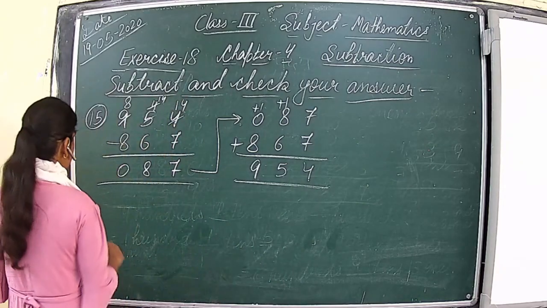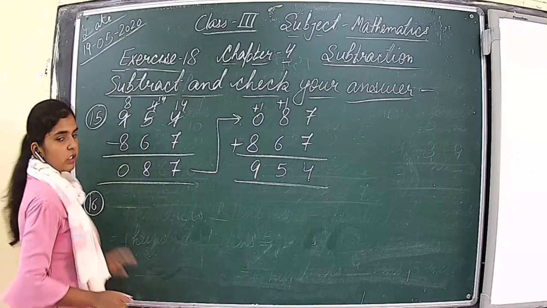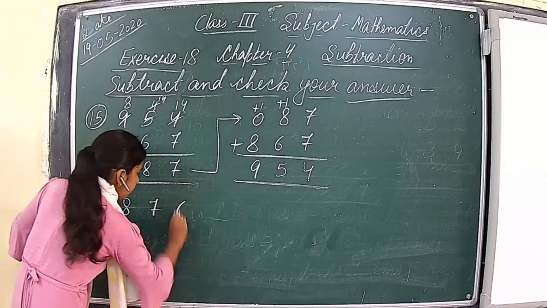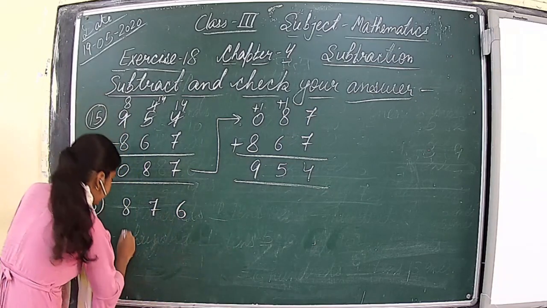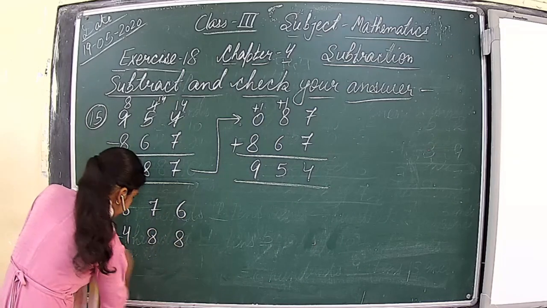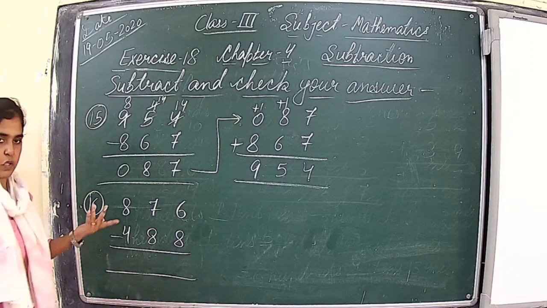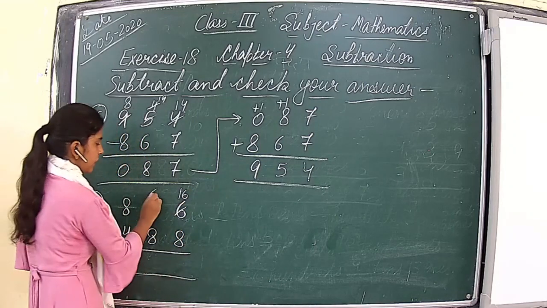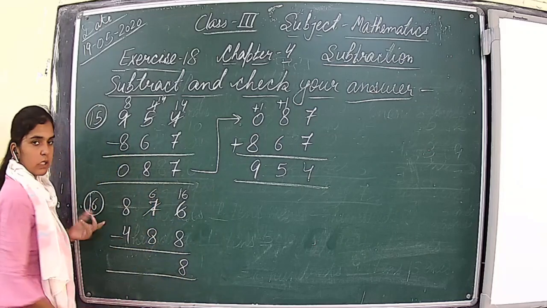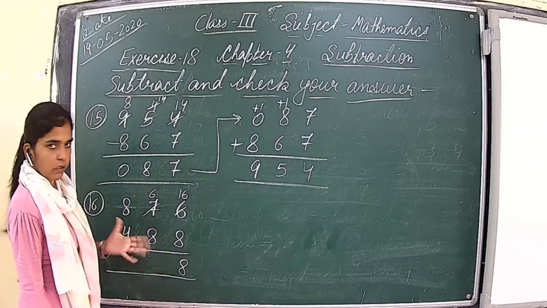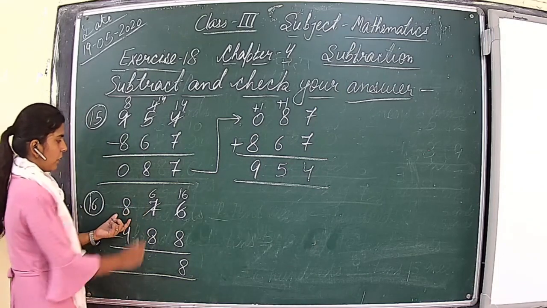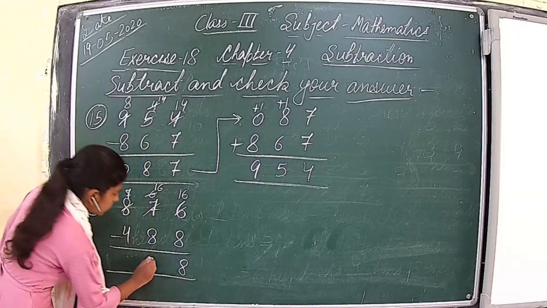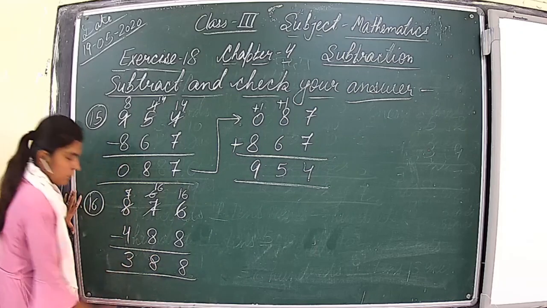Now let us start question number 16. 876 minus 488. 6 minus 8, we cannot do that, so we will take one borrow. This 6 will become 16. 16 minus 8, 8, and 7 will become 6 now. Now 6 minus 8, we cannot subtract it, so we will take one borrow from him. 6 will become 16 and this 8 will become 7. 16 minus 8, 8, and 7 minus 4, 3.